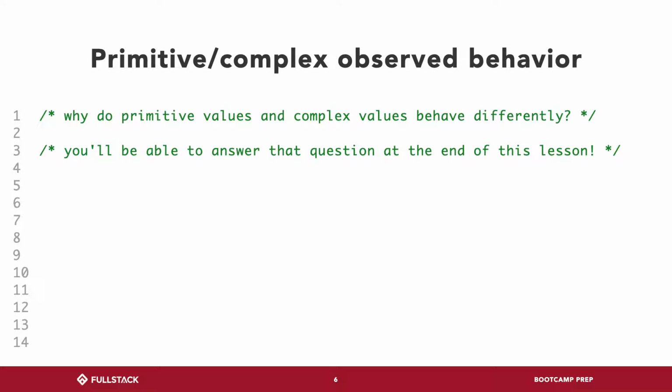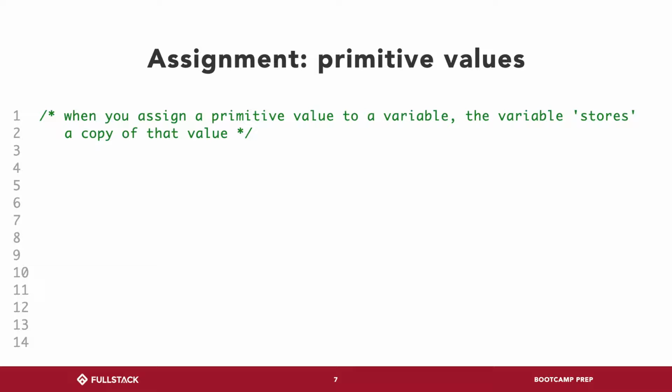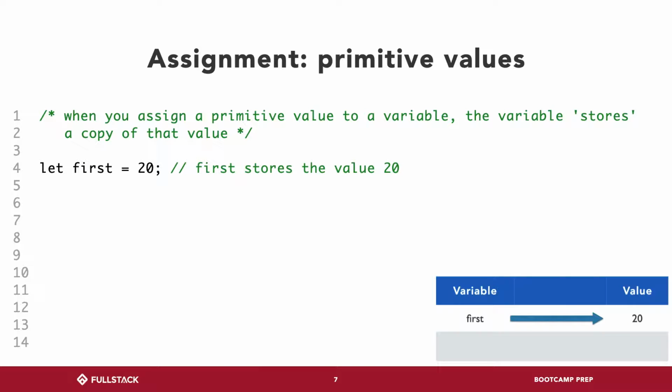Why do primitive values and complex values behave differently? You'll be able to answer that question at the end of this lesson. So, when we assign primitive values, when you assign a primitive value to a variable, the variable stores a copy of that value. So let first equal 20, first stores the value 20. Can everyone see this? All right, cool.